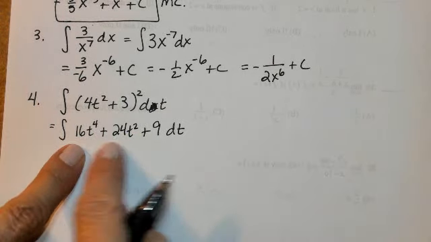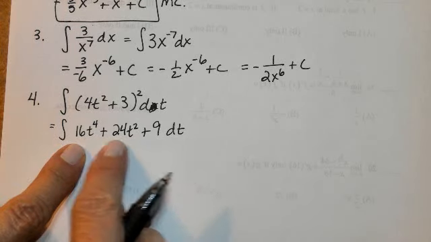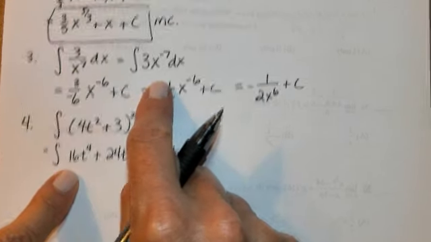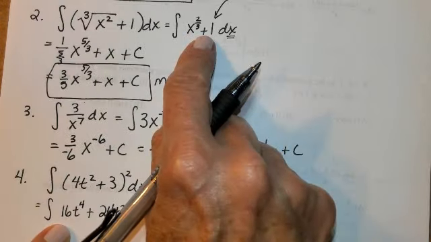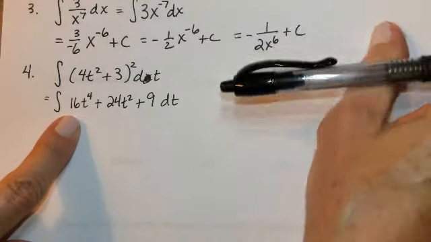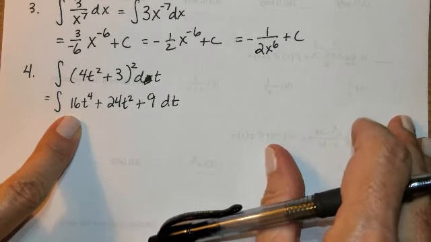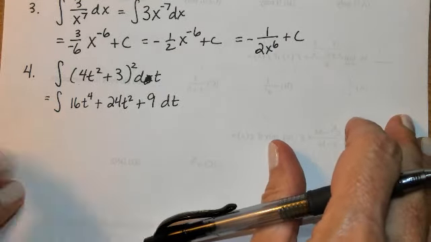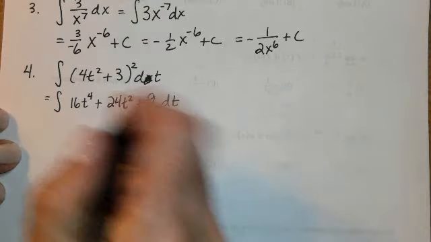And now it's just power rule, okay? So always get it to where you can use the power rule. It's all we have. So that's all you can do. So just power rule, power rule, power rule. That's all you can do.